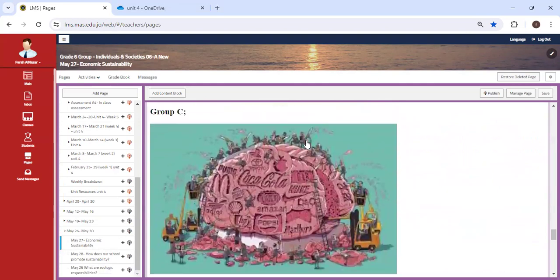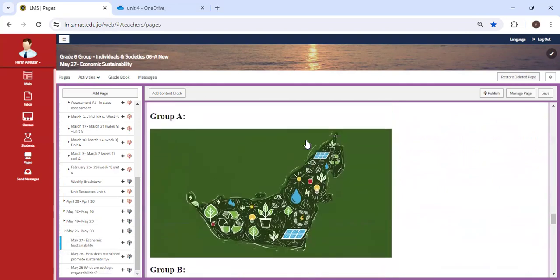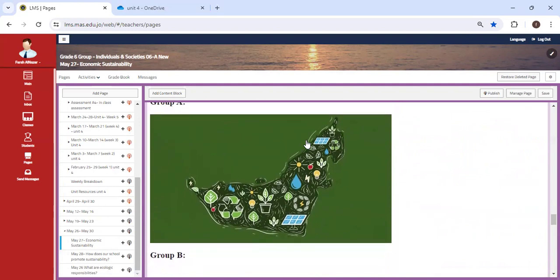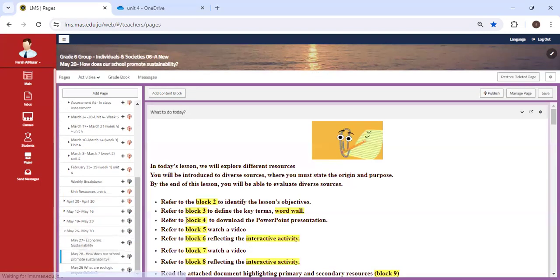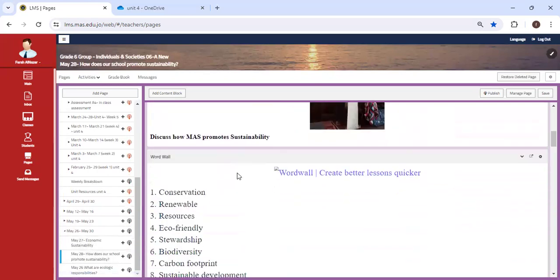Now, you may tell me, no, miss, some represent environmental sustainability. My answer is going to be yes. Keep this in mind. There may be a connection among economic, ecological, and social sustainability.